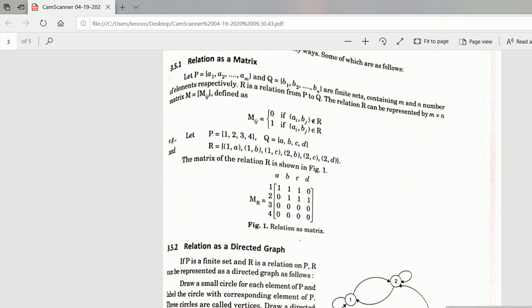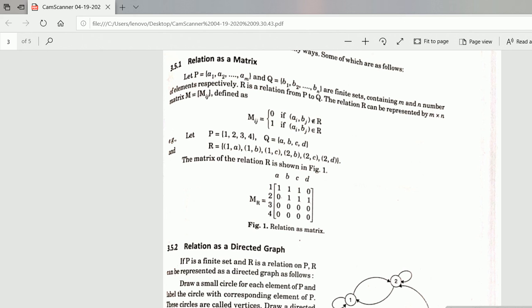What you have to do: write the Q elements over here, a, b, c, d, and the P elements 1, 2, 3, 4. Now from this relation, 1 is related to a, so the entry is 1. According to this definition, I am writing for 1: a is 1. Now 1 is related to b also, so 1. c is also 1, but there is no relation with d, so it will be 0 according to this formula.